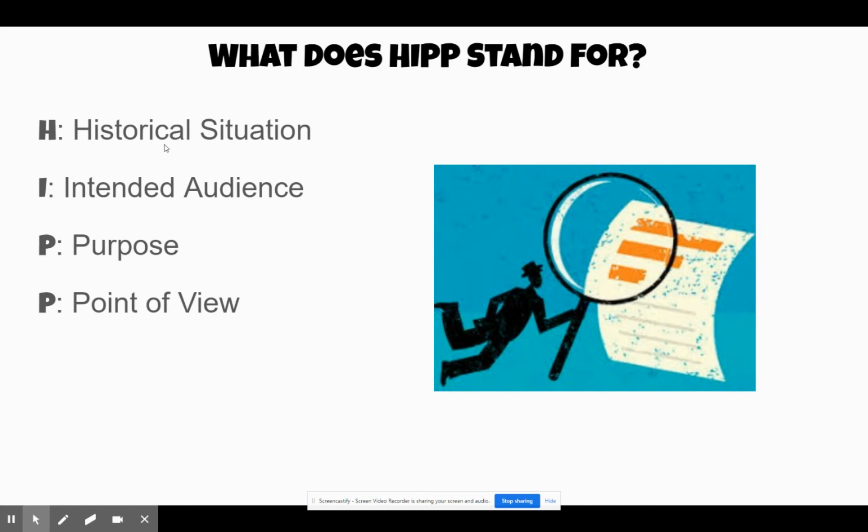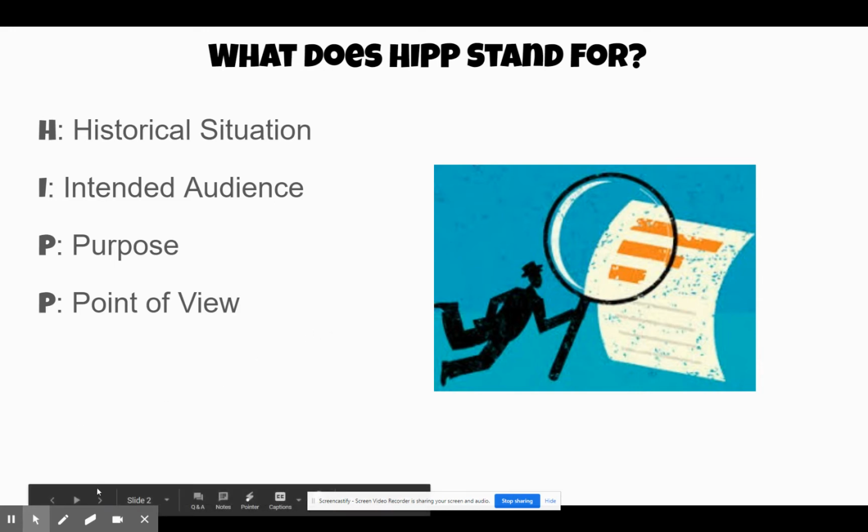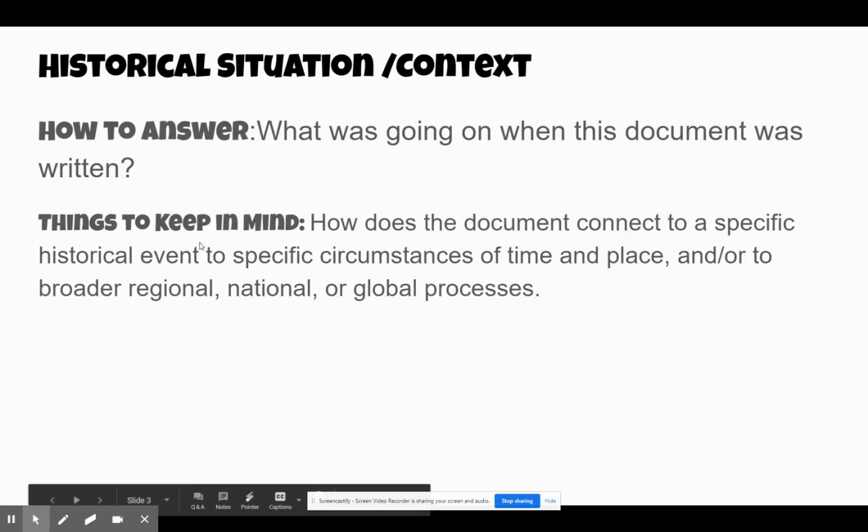So you don't need to use all of them, but it is a good idea to mentally or even write some things down for each of these categories. For some of these documents, historical situation might be your strong suit, or intended audience might be. It depends on your knowledge of history, but it also depends on the type of document. All right, so those are some tips in working with the sourcing material. So let's get started here.